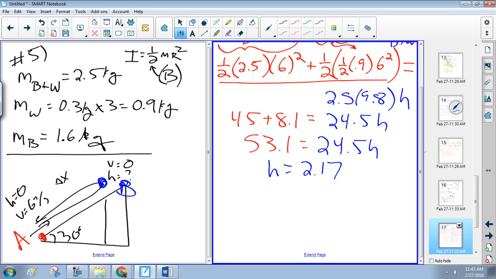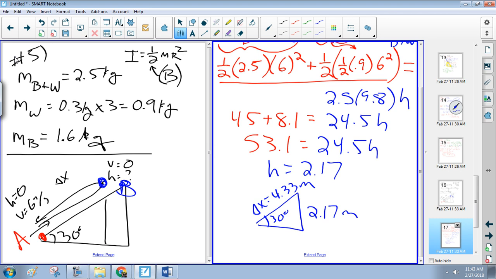So now we just go, oh, well, I've got a triangle. I know this is 30 degrees. I know the height is 2.17 meters. So do a little bit of trig, and you'll find that your hypotenuse here is 4.33 meters. So that is question A.